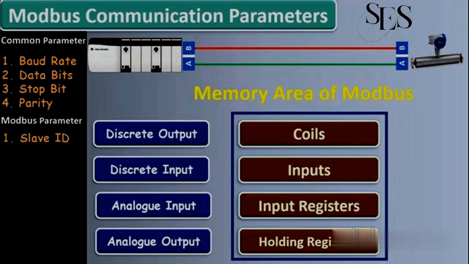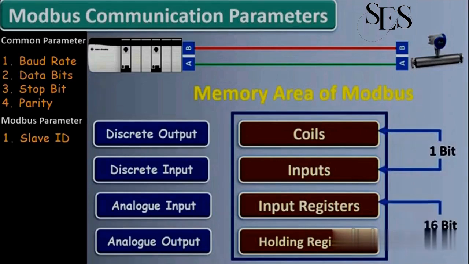Just like digital input and digital output, coils and inputs have one bit of data, and just like analog input and analog output, input and holding registers are of 16 bits of data.